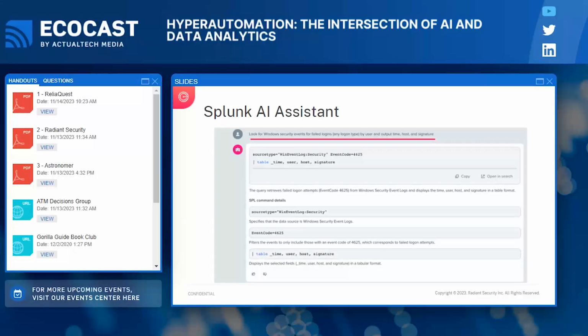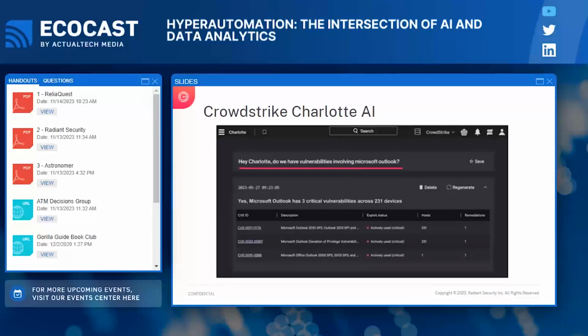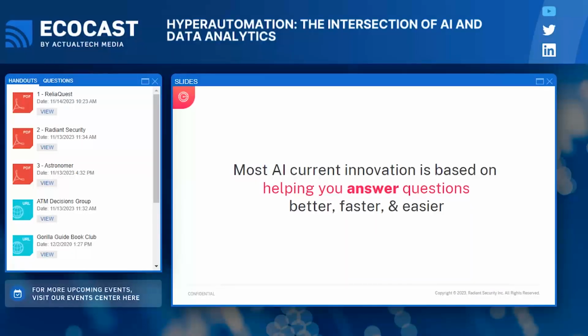In this example, look for Windows security events for failed logins by user, output time, host, and signature. That's way, way easier, a more efficient way to ask your question. Same thing with this one. This is Charlotte AI, which is a CrowdStrike product. Hey, Charlotte, do we have any vulnerabilities involving Microsoft Outlook? And lo and behold, there were 231 of them, and here they are. This is a vastly more efficient way to query data than doing it yourself.